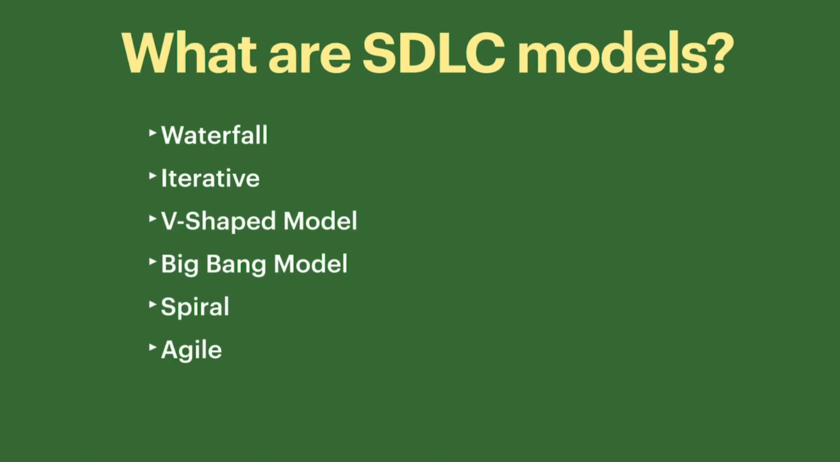SDLC also uses models for implementing the software. We use different types of models for software development, like the waterfall model, iterative model, V-shaped model, big bang model, spiral, and agile. All these are software development models. In this lecture we will not discuss the models in detail. In future videos we will cover each model in detail.